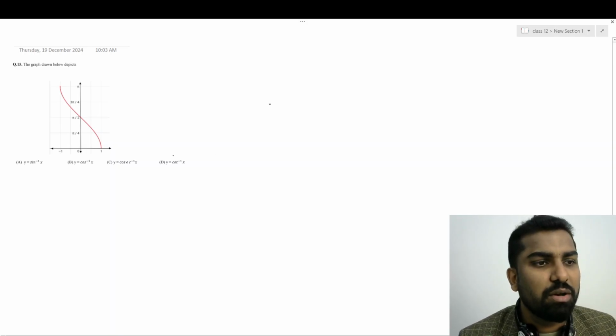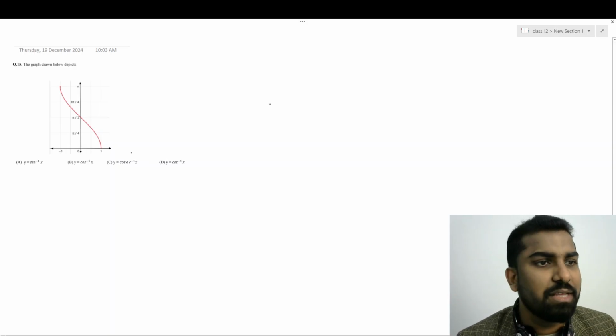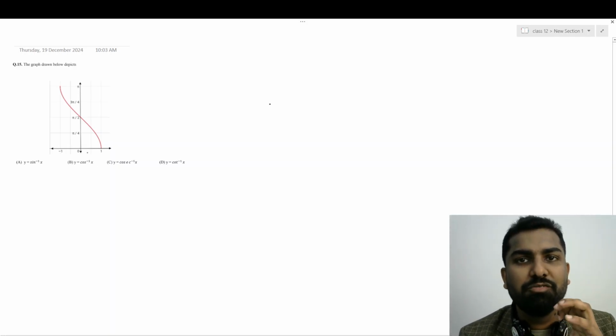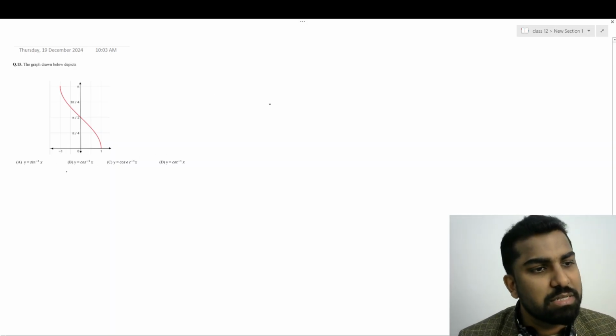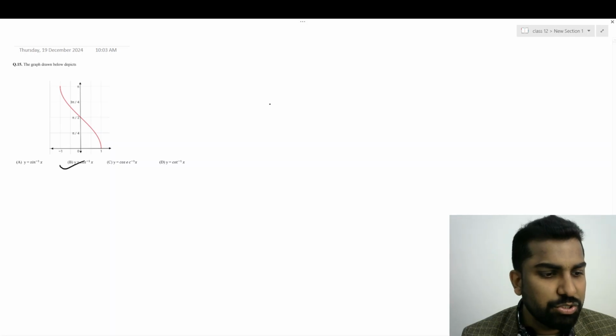There is no need of explanation for this. Minus 1 to 1 domain, 0 to pi range, and at pi by 2 the value of the function attains 0. So the function is cos inverse x. It's a very easy question, bonus type question.